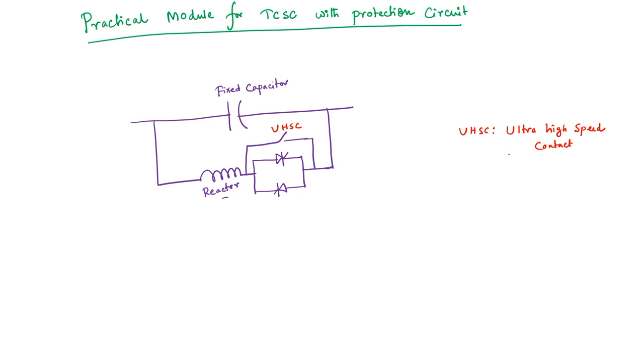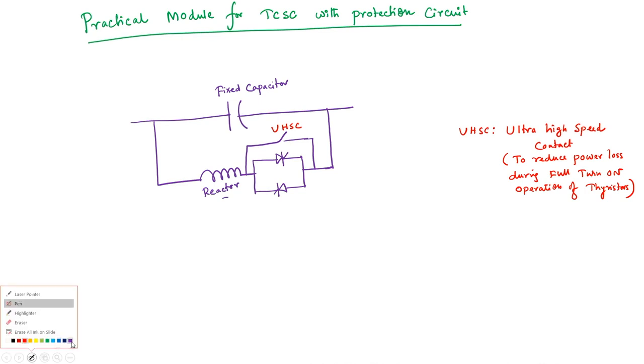So, this UHSC is to reduce power loss during full turn on operation of thyristors. Okay. So, we have UHSC. This is an additional device which is connected in parallel to the semiconductor switches. Now, apart from that, we also have many other devices.